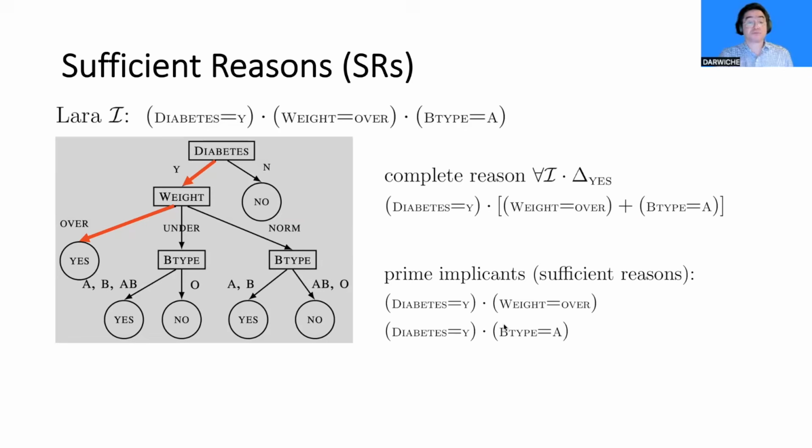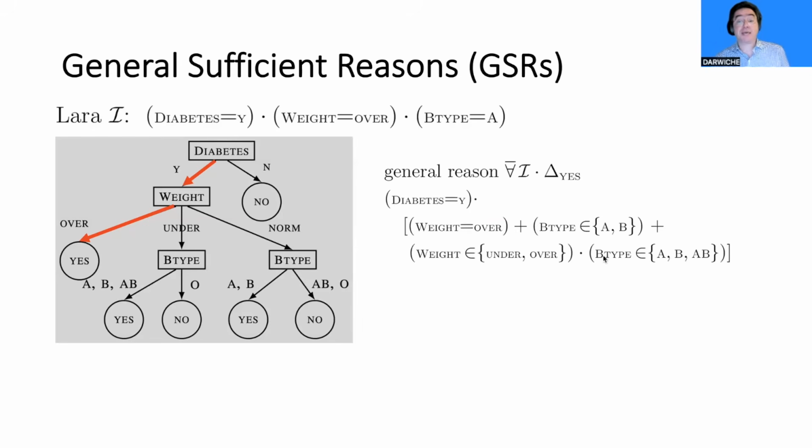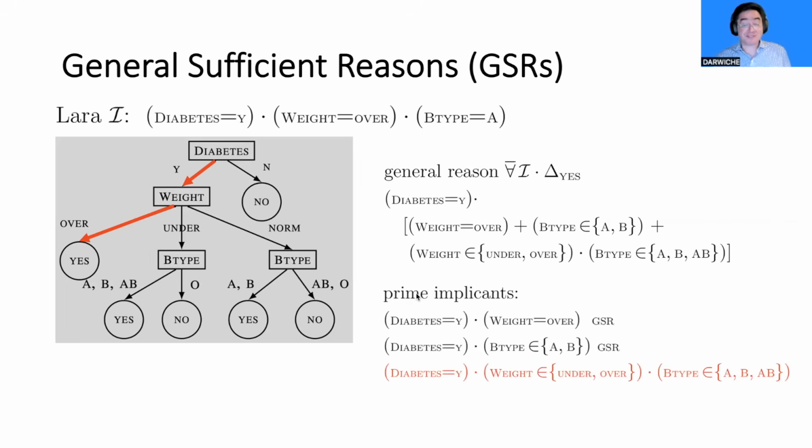Now let's see what happens with the new theory. With the new theory, you compute the general reason, and you quantify from the class formula using this operator. So you compute a new abstraction, and you get this. Again, you can see now we have non-simple literals. If you compute the prime implicants of this, you get 3 of them.